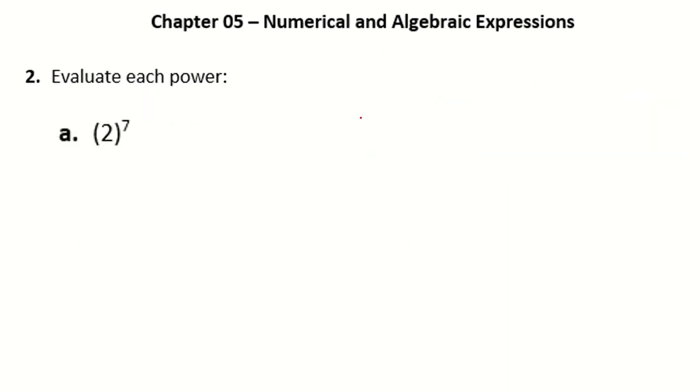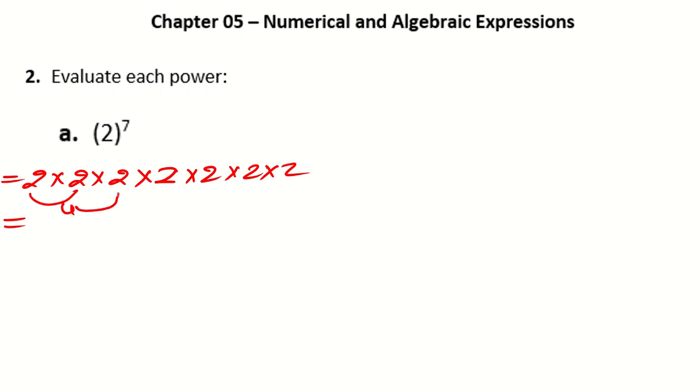Now, the next question is evaluate each power. So, 2 to the power 7 means, I told you power means repeated multiplication. So, 2 multiply 2 multiply 2, how many times? 7 times. Multiply them, just an easy multiplication. 2 times 2, 4. 4 times 2, 8. 8 times 2, 16. 16 times 2, 32. 32 times 2, 64. And 64 times 2, 128. So this is the answer.